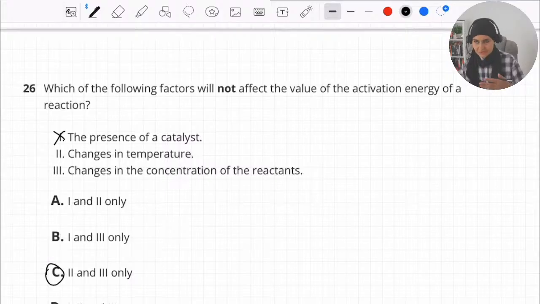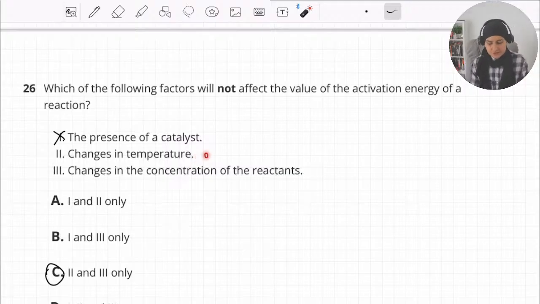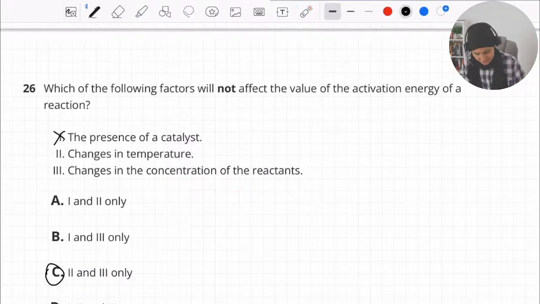But let's double check. If I have time, I always double check. Changes in temperature. Yes, activation energy is not affected by temperature, and obviously concentrations do not affect activation energy, so all good.